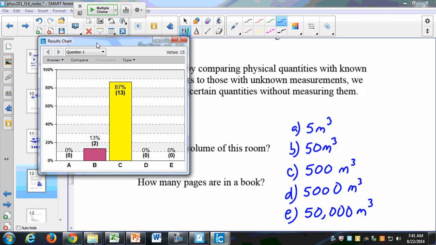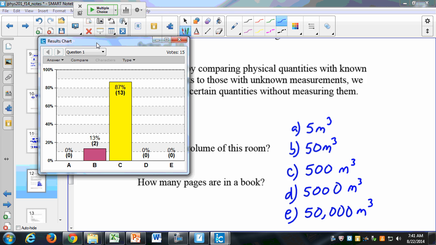Let's see, C, 500 cubic meters. Let's see, roughly how wide is this room? 15? Really? It's not quite 20, maybe more like 10. These tiles are about a meter, so it's 1, 2, 3, 4, 5, 6, 7, 8, 9. So let's just say 10.